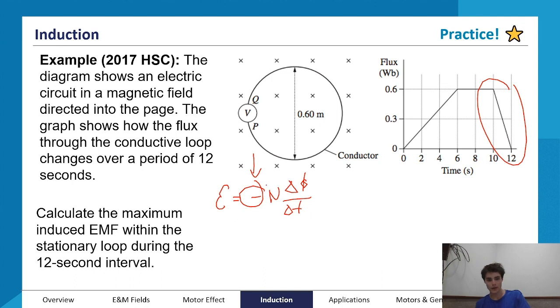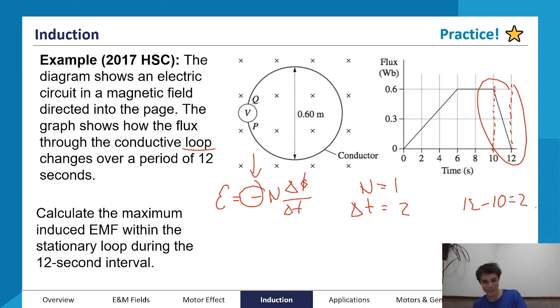So we've got the negative. We know that this is a single loop. We're told it's one loop, which means that our n is equal to 1, and the diagram shows that as well. We then just need to calculate our change in time and our change in flux. Now, looking at the diagram, the period that we're analyzing is this period between 10 and 12 seconds. So hopefully you can think that our delta t is going to be equal to 2 seconds. You could calculate that, of course, by doing 12 minus 10, which is equal to 2, but it's still just going to be 2.